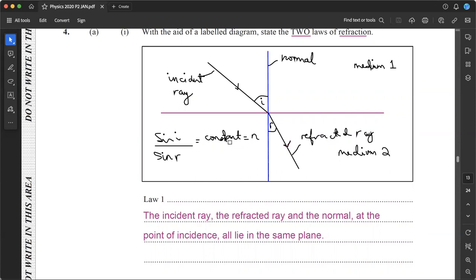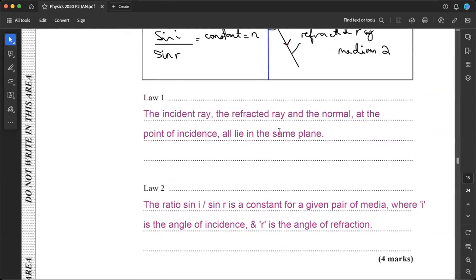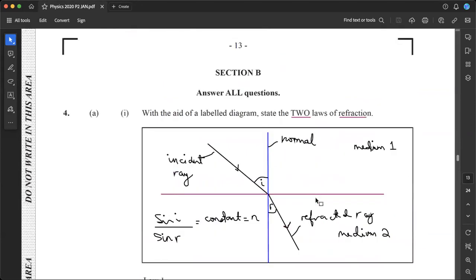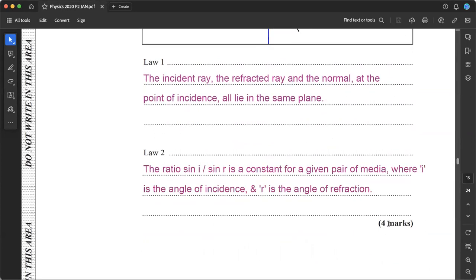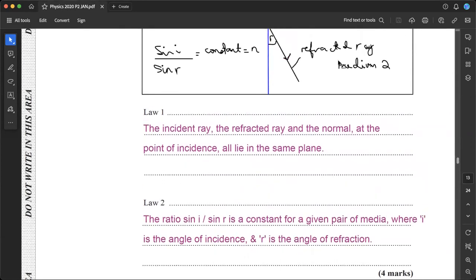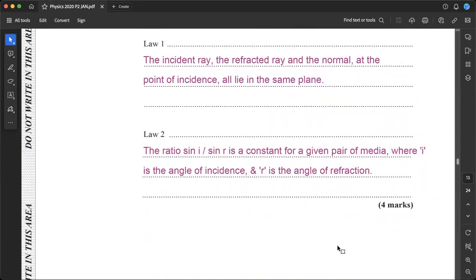So those are the two laws, and this diagram should aid that explanation, and so for 4 marks, we'd be good for part A part I. We have our diagram and we have our laws explicitly stated.